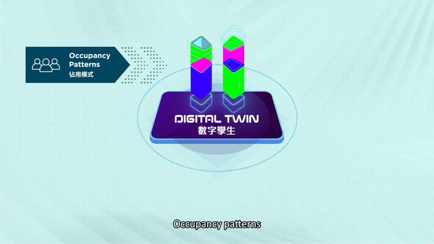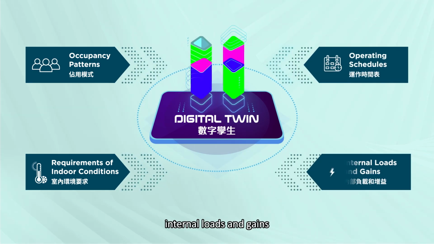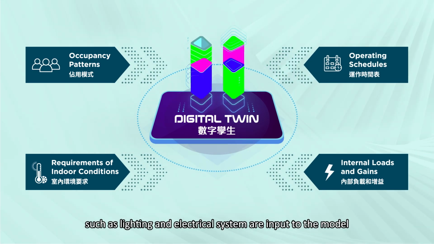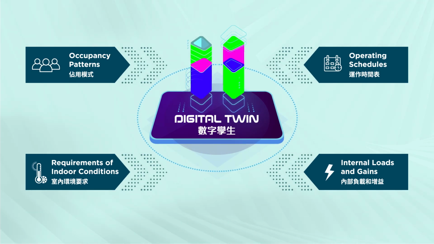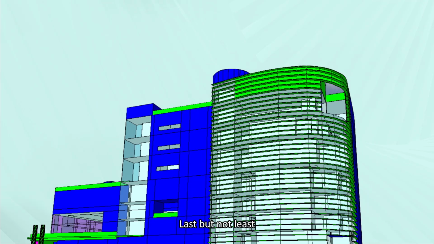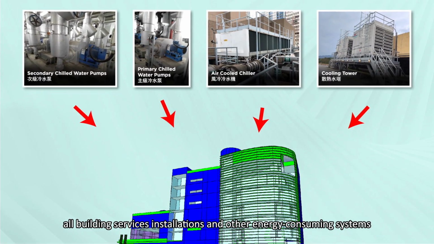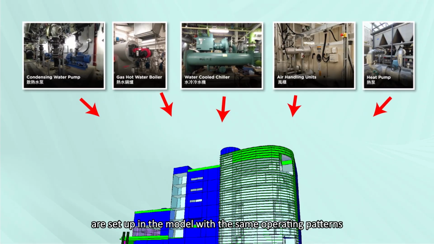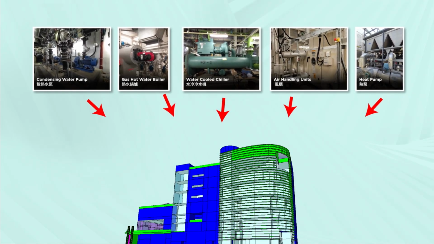Occupancy patterns, requirements of indoor conditions, operating schedules, internal loads and gains such as lighting and electrical system are input to the model to simulate the actual operation of the building. Last but not least, all building services, installations, and other energy-consuming systems are set up in the model with the same operating patterns and control methods as in the actual building.